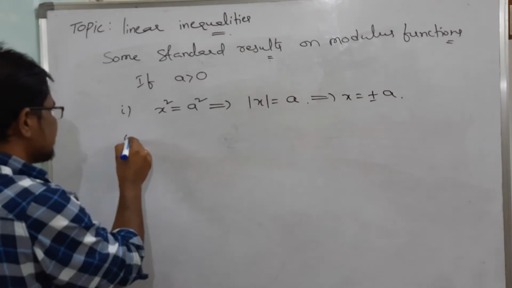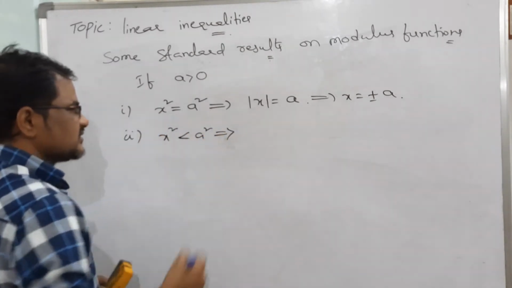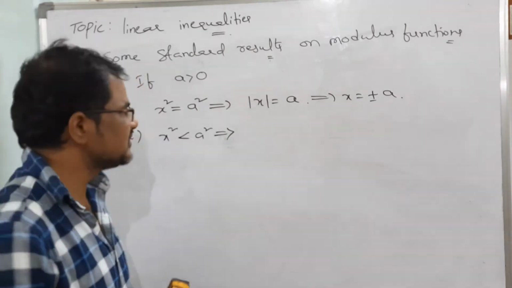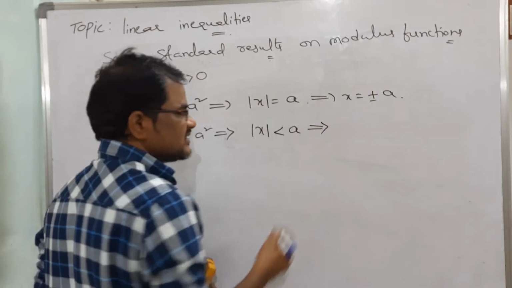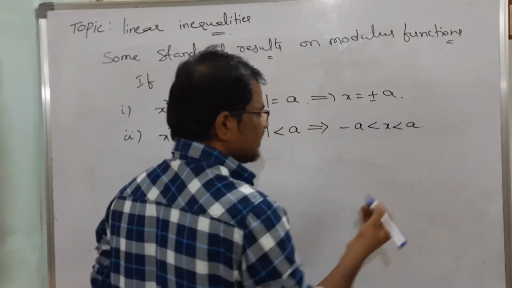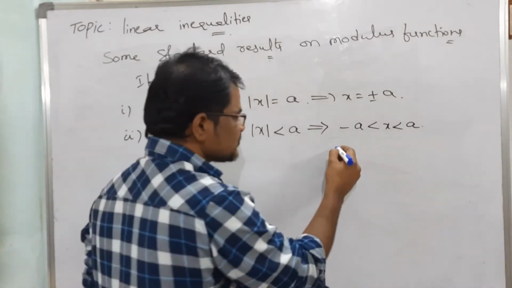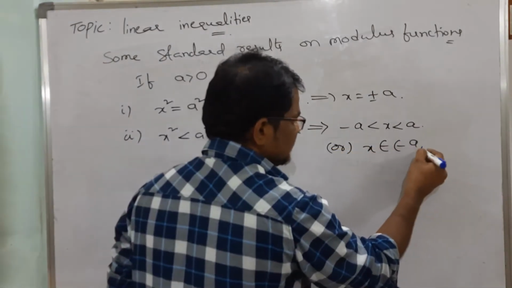Next, the second one, x square less than a square. X square less than a square means mod x less than a we have to write. That implies minus a less than x less than a. So in terms of intervals, how will you write? x belongs to minus a to a.